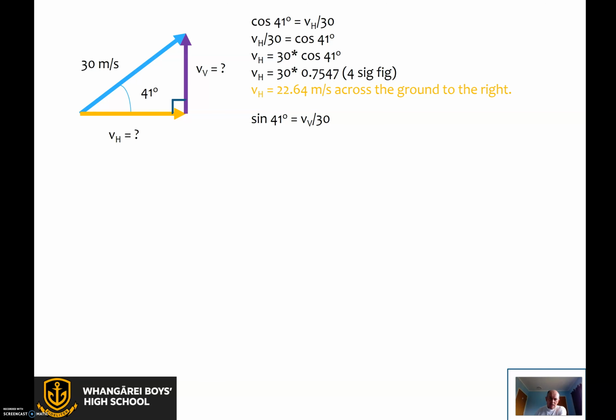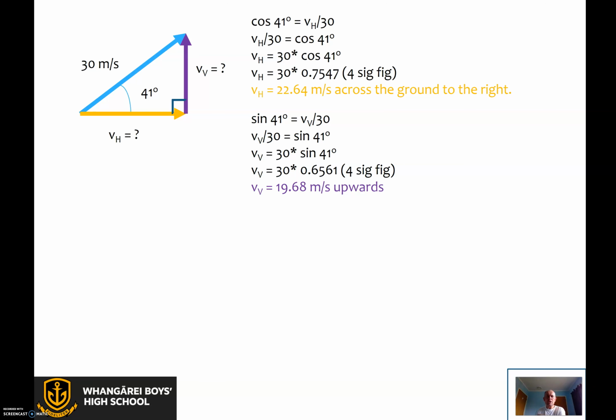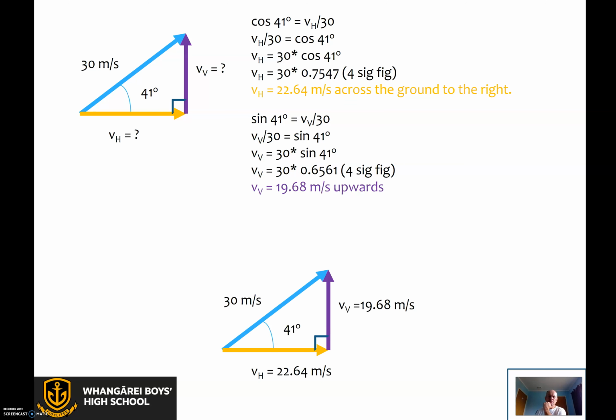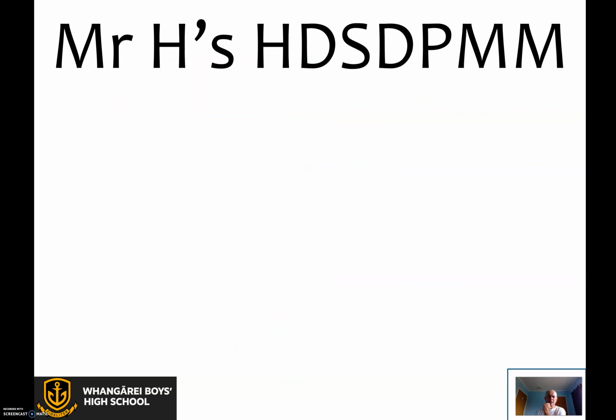Next thing, similarly with the vertical velocity, the sine of this angle is opposite over hypotenuse, sine 41, VV over 30. That's cool. Swap sides, multiply both sides by 30, and then find the sine of 41 and multiply that by 30. We get the vertical velocity upwards, in purple, is 19.68 meters per second up. You can summarize this down below, and you feel free to click the old pause button whenever you feel like it.